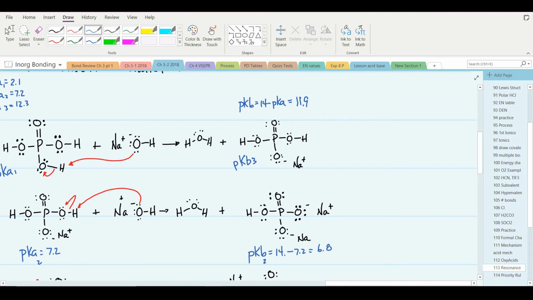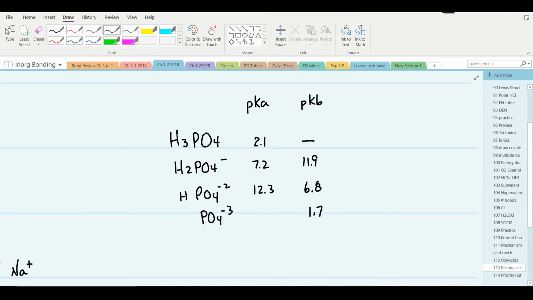Let's summarize this. So here I've listed phosphoric acid, dihydrogen phosphate -1, monohydrogen phosphate -2, phosphate -3. The pKa of phosphoric acid is 2.1, and the pKb of its conjugate base, 14 minus 2.1, is 11.9. The pKa of dihydrogen phosphate is 7.2. The pKb of its conjugate base, monohydrogen phosphate, is 6.8. These add to be 14. The pKa of monohydrogen phosphate is 12.3, and the pKb of its conjugate base is 1.7. They add to be 14.